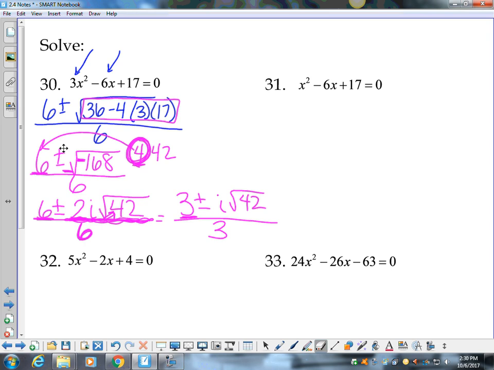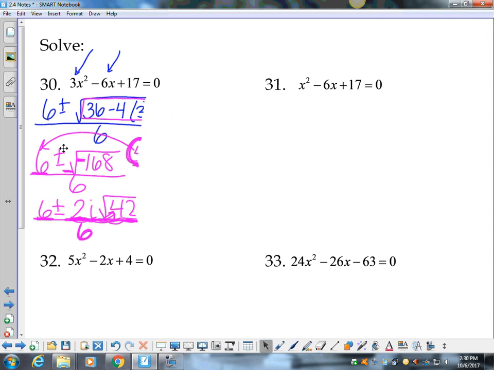Okay, 31. I know some of you are a little grumpy on completing the square, but you need to suck it up and you need to make sure you know how to do it. This is a beautiful complete the square. It does not factor. There are no factors of 17 that are going to give me a 6. There's no coefficient, and that number is very nicely halfable.